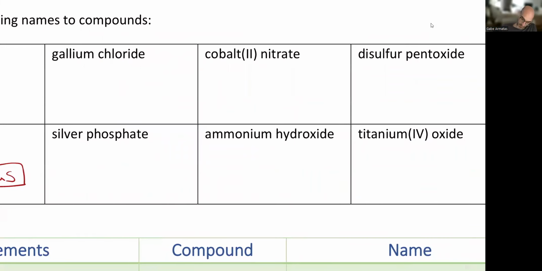Ammonium hydroxide, what else do we want? Let's do the disulfur. Again, because this is a nonmetal, the prefix indicates, it's just telling me how many there are. These are easy. S2 pentoxide, S2O5. Right, the prefixes, whenever you see a prefix, you should do those first, right? How many do you have of each?